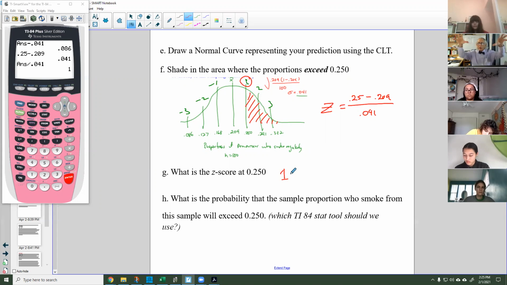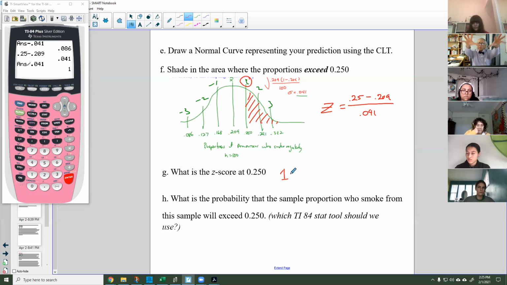I reached into the American population. I pulled out 100 people at random, and I want to know what is the probability that the sample I just pulled out will have 25% or more smokers. I'll say the question again.